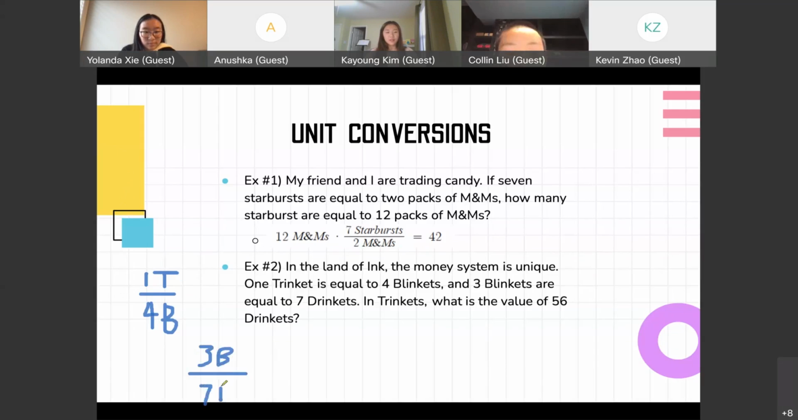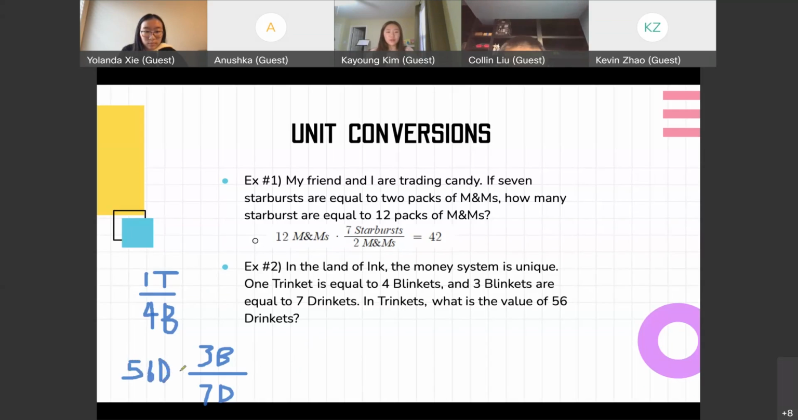So what we need to do is change 56 trinkets into trinkets. But for the first example, there's a direct relationship between Starbursts and M&Ms. Right now, we don't know the relationship between trinkets and blinkets. But what we can do is turn trinkets into blinkets and turn that into trinkets. So we'll be going through an extra step.